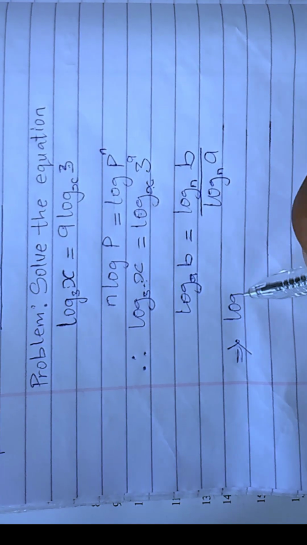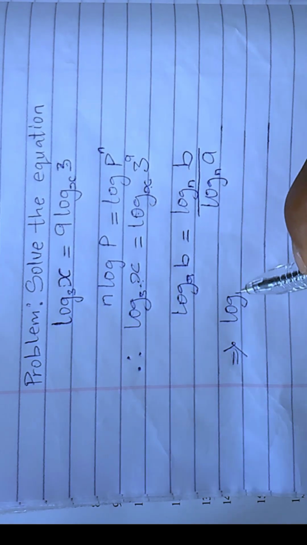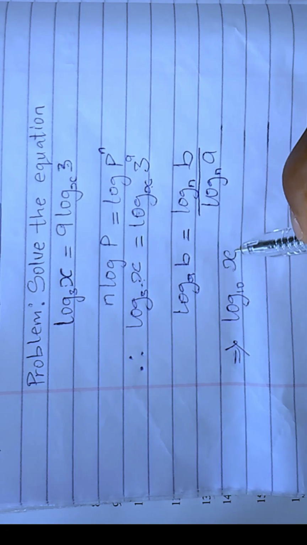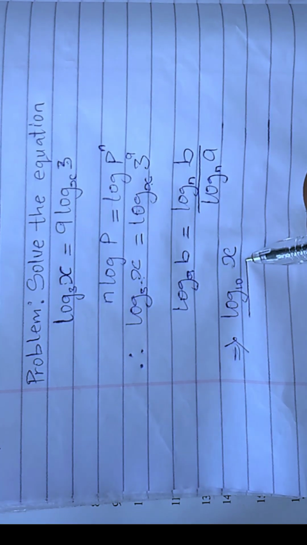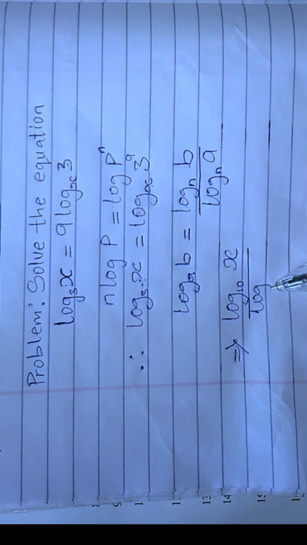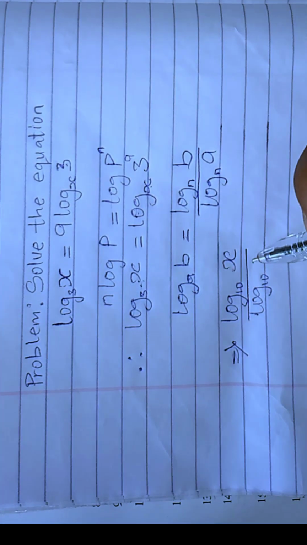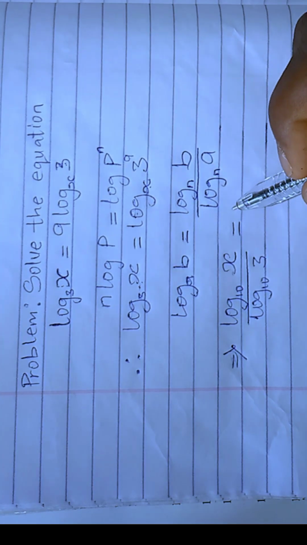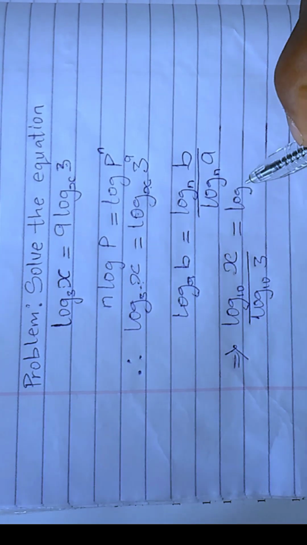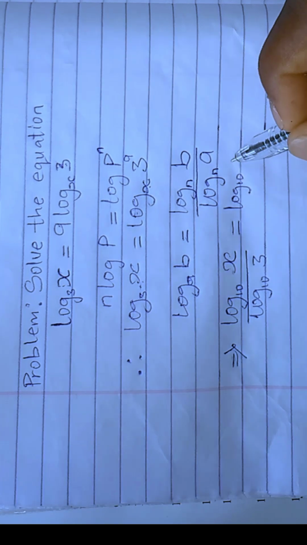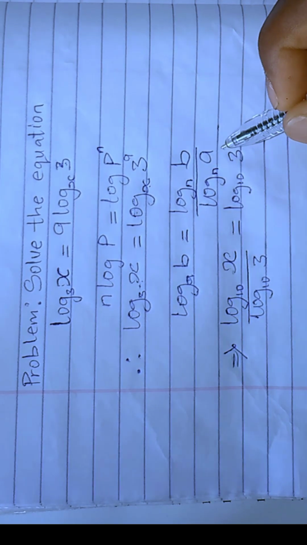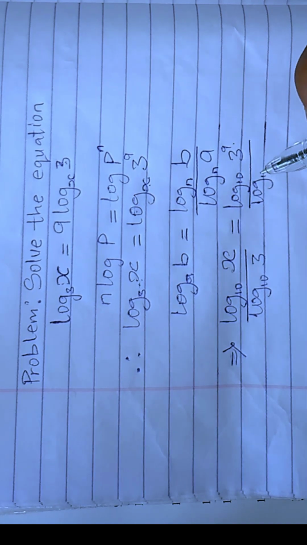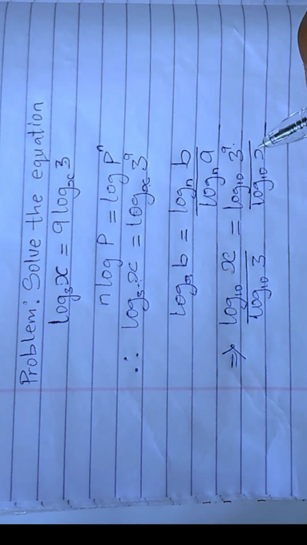The logarithm to a new base, let's say base 10, of this. We have it as logarithm to base 10 of x all over the logarithm to base 10 of the former base, which is 3. The same thing applies to the right hand side. You will now have the logarithm to the new base 10 of 3, all over the logarithm to the new base 10 of the former base x.